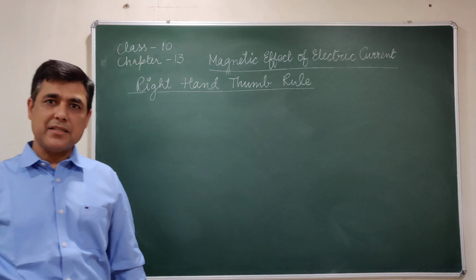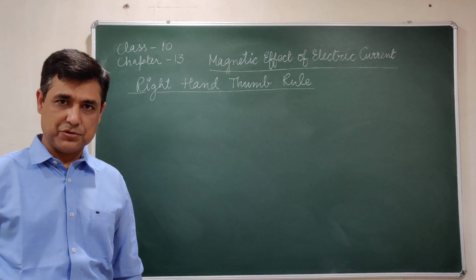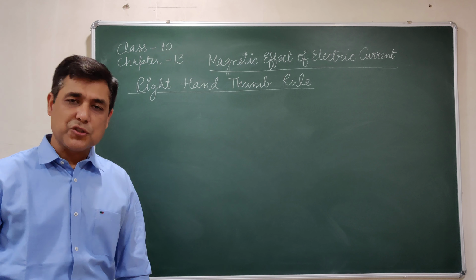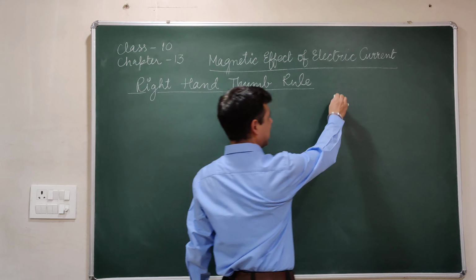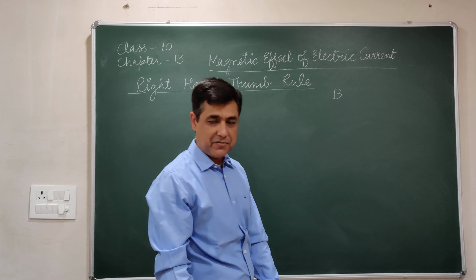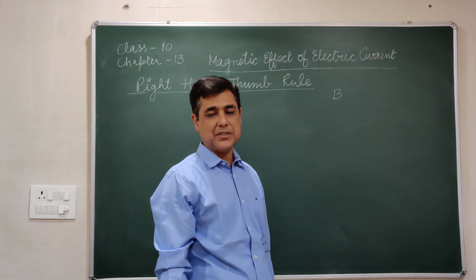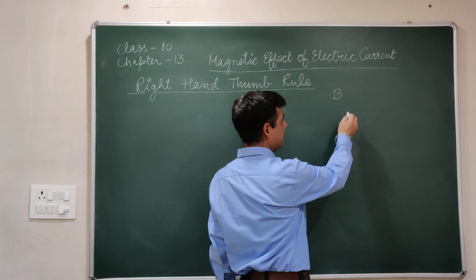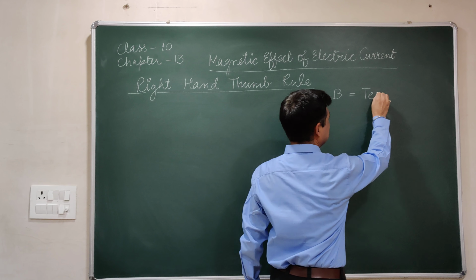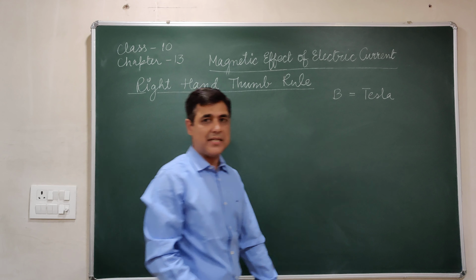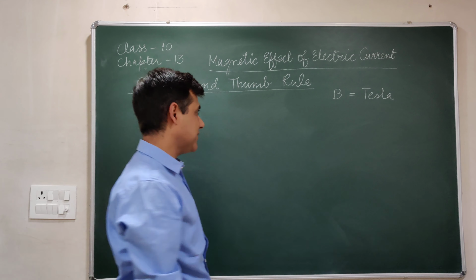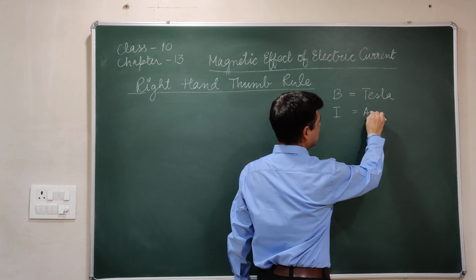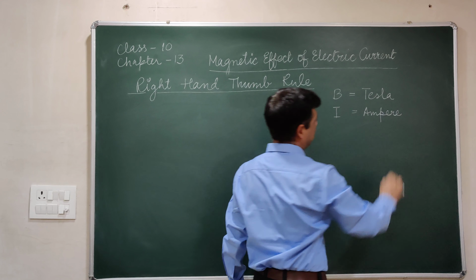Now, as we have discussed, due to electricity, a magnetic field is also generated. Is there a way to find out the direction of the magnetic field? Magnetic field is represented by capital B, or you can say the magnetic field induction is represented by B. It is a vector quantity and its SI unit is Tesla. And electric current is represented by I and its SI unit is ampere.